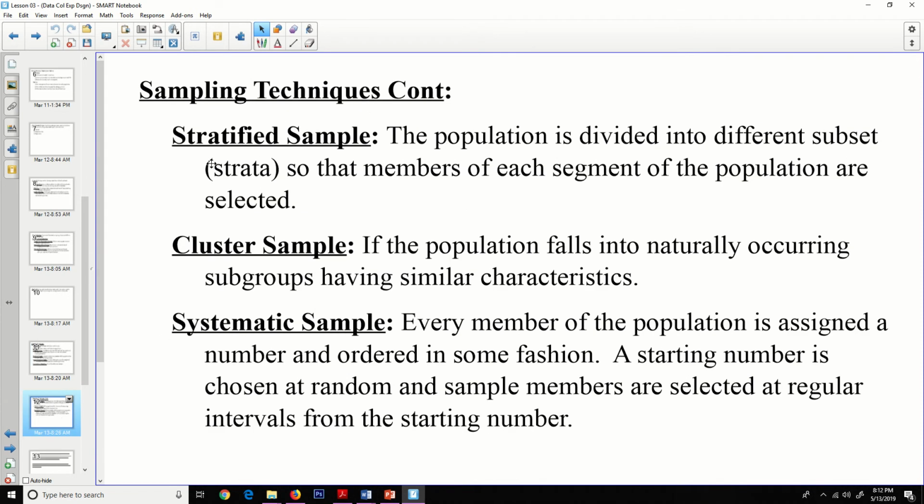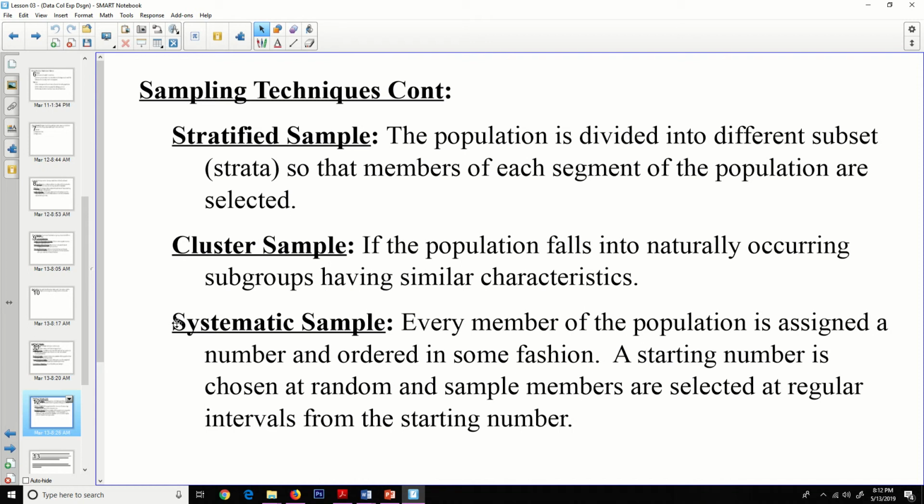Sampling techniques continued. You can have a stratified sample, a population divided into subset strata so that the members of each segment of the population are selected. A cluster sample, if the population falls into naturally occurring subgroups having similar characteristics. For example, for a cluster sample, you could talk about classes in high school. You could have part of your sample be from the freshmen, the sophomores, the juniors, and the seniors. That would be a cluster sample.